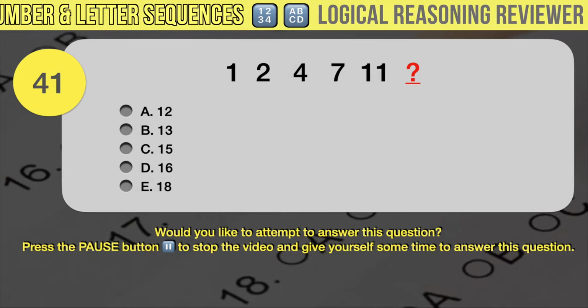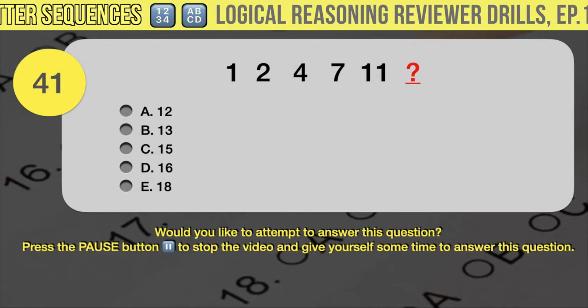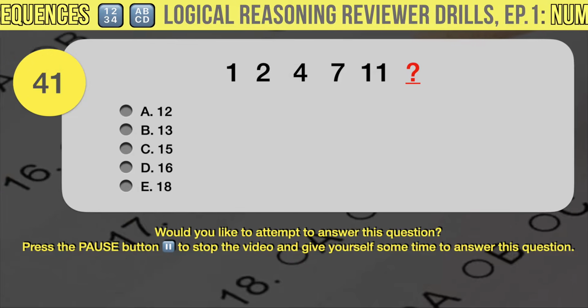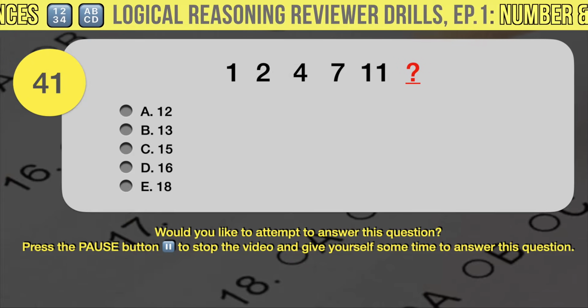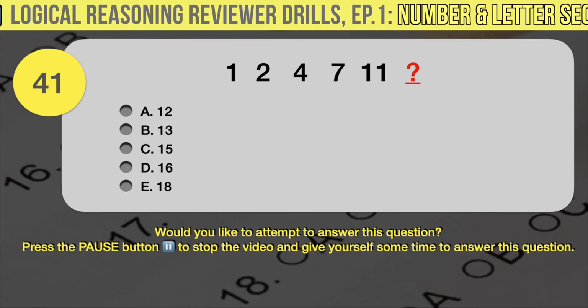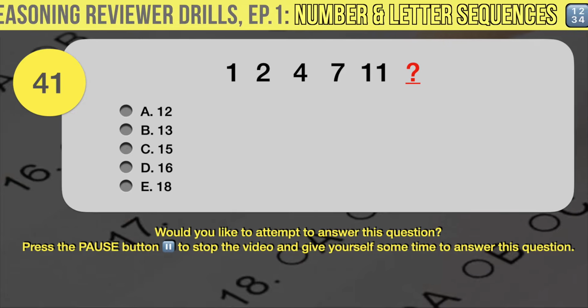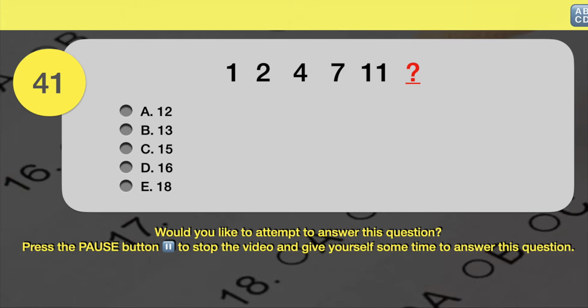Drill question number 41. Which number comes next in the following sequence? 1, 2, 4, 7, 11. Your answer choices are A. 12, B. 13, C. 15, D. 16, E. 18.